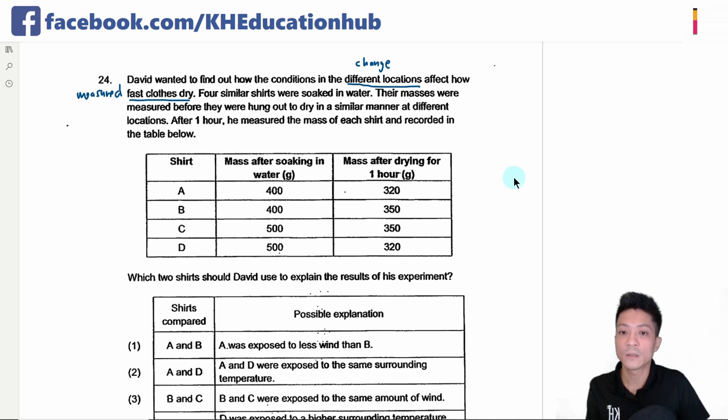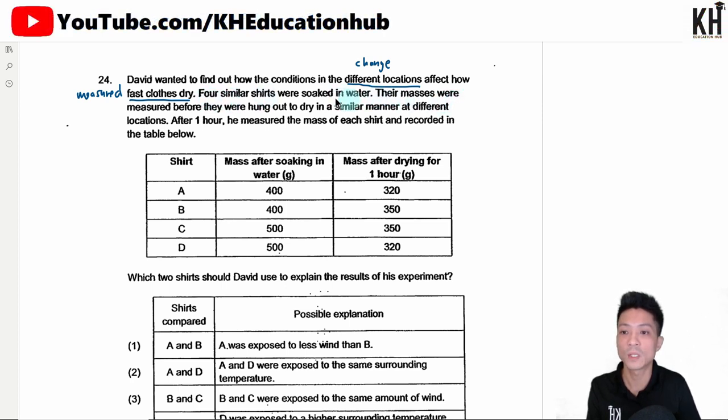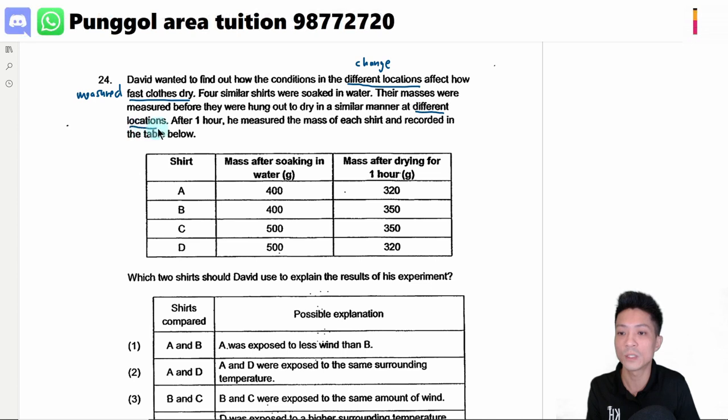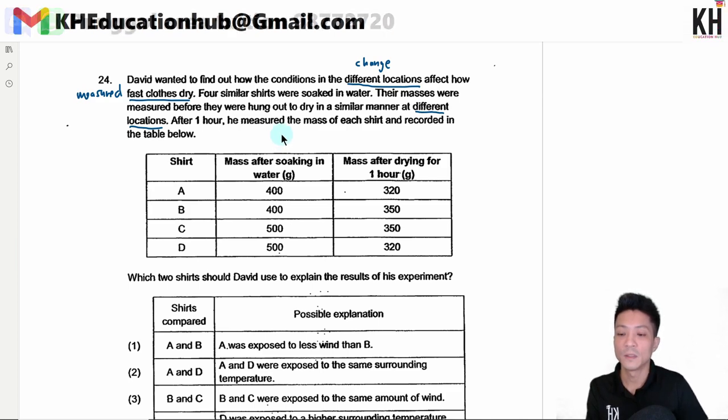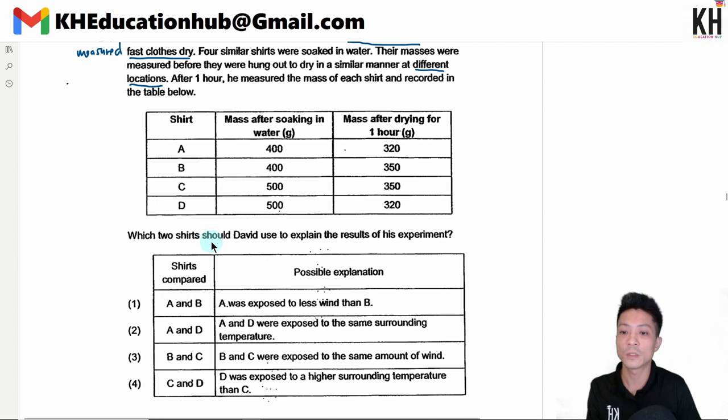Okay, let me read the question a bit more because something seems to be missing. 4 similar shirts were soaked in water. Their masses were measured before they hung out to dry in a similar manner at different locations. Okay, so it's already mentioned that they are at different locations. Okay, which 2 shirts should David use to explain the results of his experiment? Let's go through the options one by one.